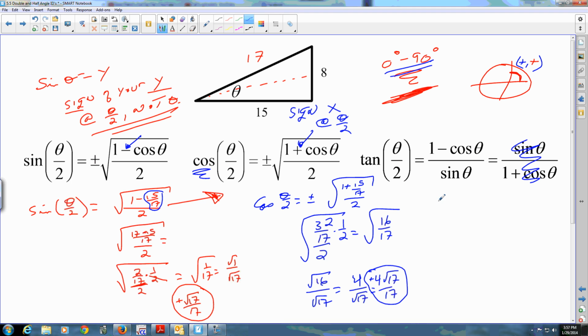So tangent of theta over 2 is 1 minus cosine theta, which was 15/17, over sine, which would be 8/17. Okay. This is going to be 17/17 minus 15/17 is 2/17 over 8/17. You're dividing by this, so multiply by its reciprocal. 17s cancel, and you get 2 over 8, which is a quarter. Okay? No plus or minus to choose from.